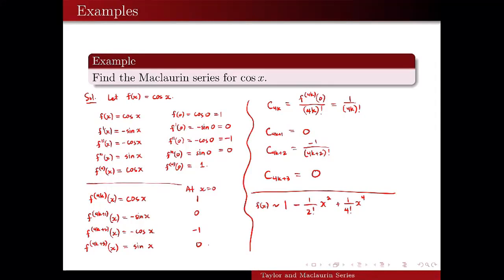On the fifth derivative, that's when k equals 0 in here, you have 0 here. Sixth derivative, it's from here, so minus 1 over 6 factorial x to the 6. Seventh derivative, it's 0 again. On the eighth derivative, we have plus 1 over 8 factorial x to the 8. And so on. You continue the pattern. That will be the pattern.